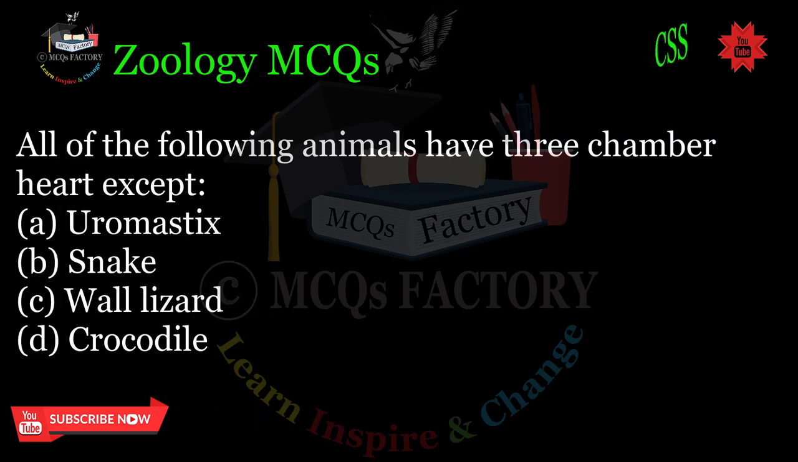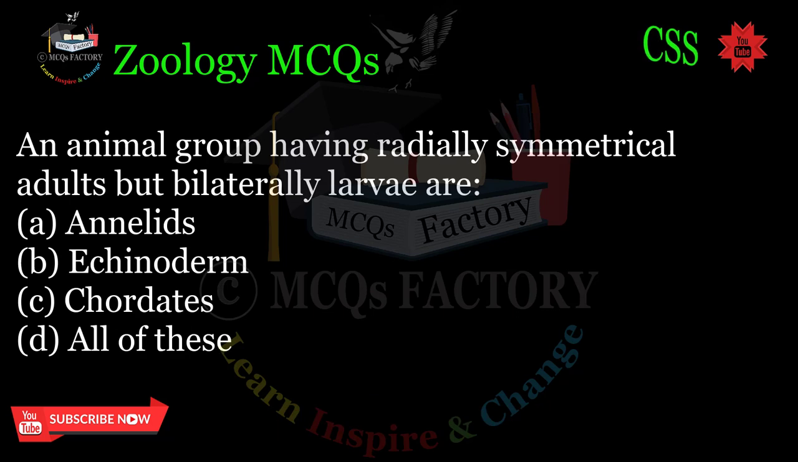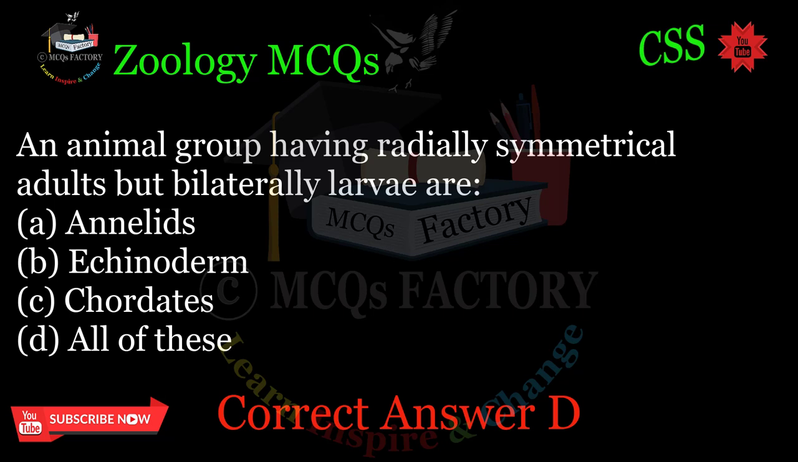Correct answer A. All of the following animals have three chamber heart except A. Uromastix, B. Snake, C. Wall lizard, D. Crocodile. Correct answer D. An animal group having radially symmetrical adults but bilaterally symmetrical larvae are A. Annelids, B. Echinoderm, C. Chordates, D. All of these. Correct answer D.